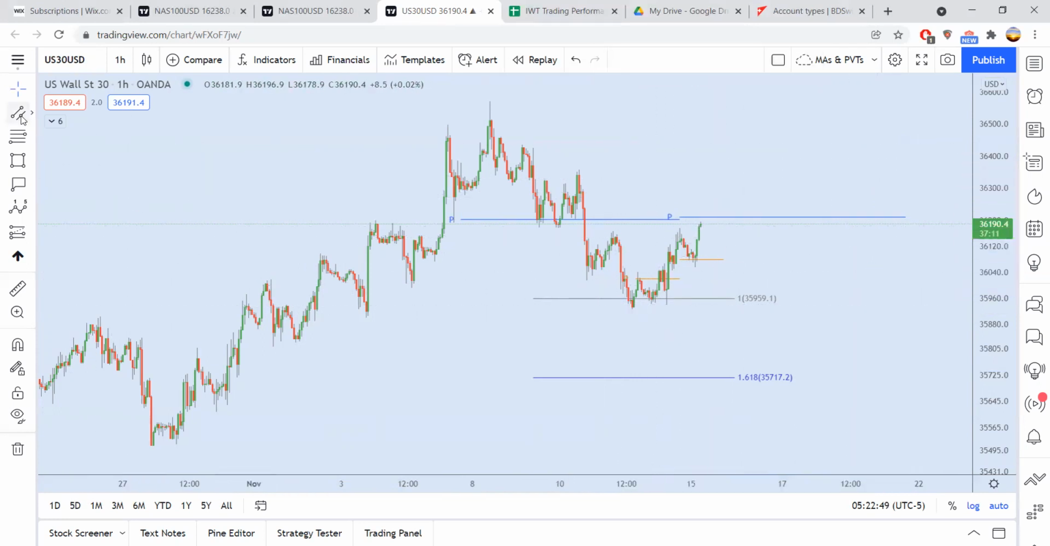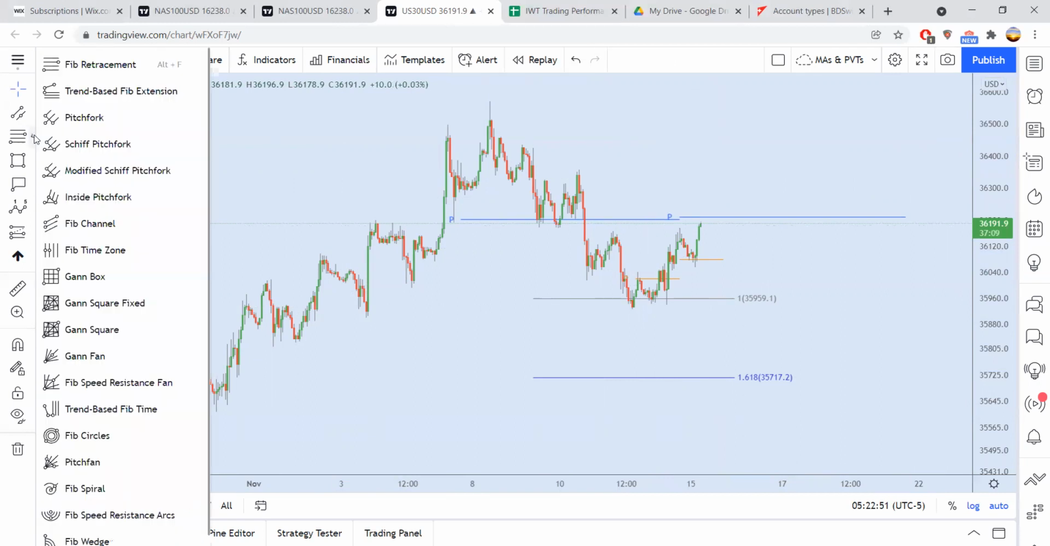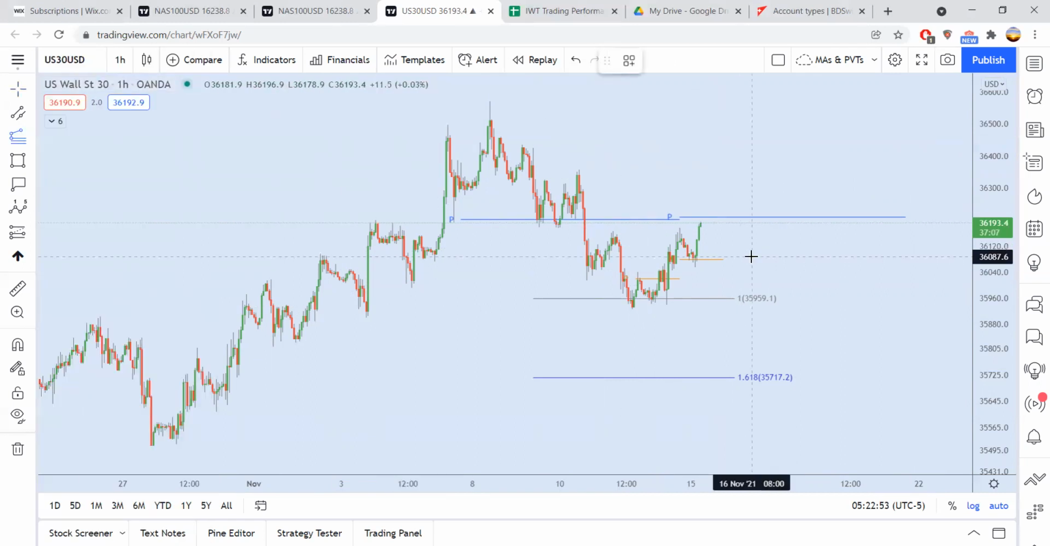Let's delete and draw it again. Extensions are used to predict where the next move in the future can go, how far the price can go in the future, and are used for profit taking, for scaling out, and as such. So we're going to use the low here.